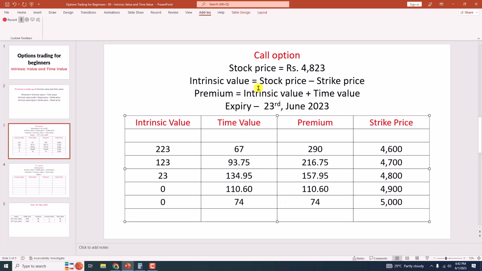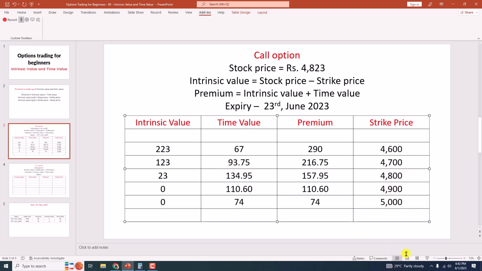Now let me explain what intrinsic value and time value are. See, this is at the money. For a call option, everything below the at the money is in the money. So these two are in the money. Everything above the at the money is out of the money, so these two are out of the money. I hope the concepts of ATM, OTM and ITM are clear.